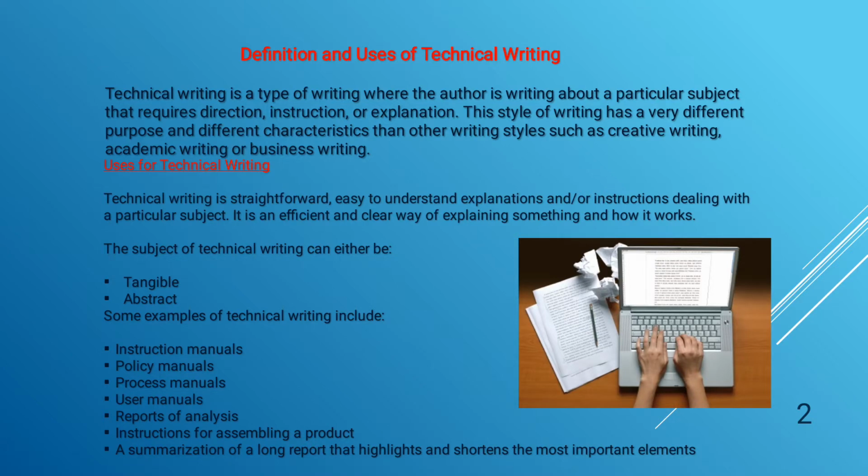After this, we also have some examples of technical writing such as instruction manuals, policy manuals, process manuals, user manuals, report of analysis, instructions for assembling a product, a summarization of a long report that highlights and shortens the most important elements. In the video about the different types of technical writing, I have discussed all these types of technical writings in detail.